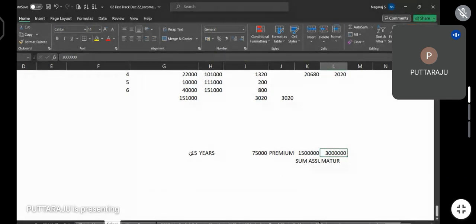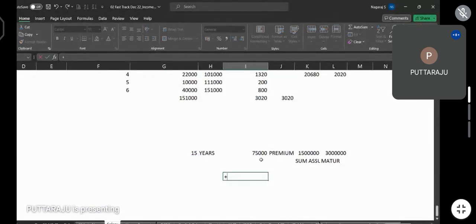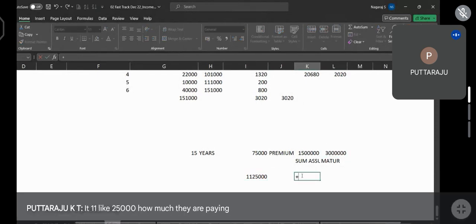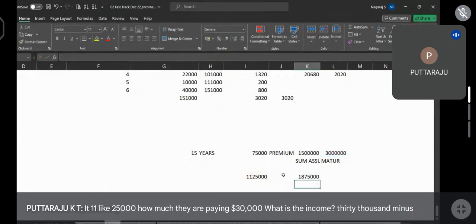You are taking a policy for a period of 15 years. That means first calculate the total premium you have paid. Please understand all these things. Total premium you have paid is 11,25,000. The maturity payment is 30,00,000. What is the income? 30,00,000 minus 11,25,000.